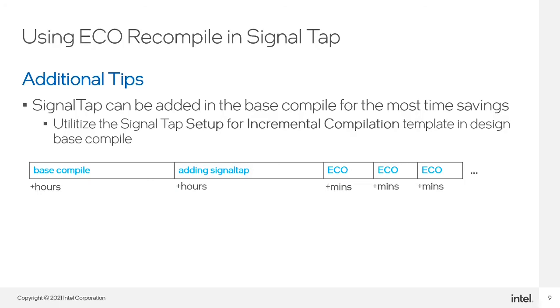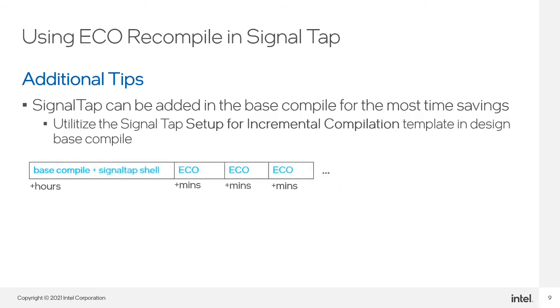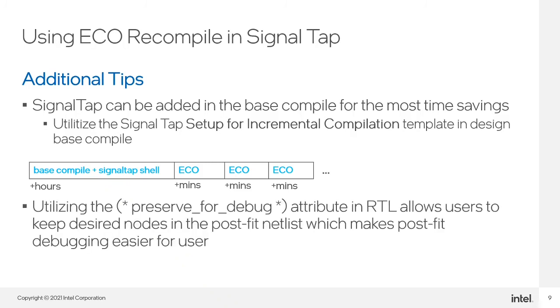If users want to try to save even more time in their SignalTap debug flow, they can try adding a SignalTap instance to their design during the base compile to avoid needing to go through a full compilation simply for the purpose of adding a SignalTap instance. From there, they can use the ECO flow to configure the SignalTap instances needed. On top of that, users are encouraged to utilize the preserve for debug attribute in RTL to make sure nodes of interest remain in the Postfit netlist to make Postfit debugging easier for the user.